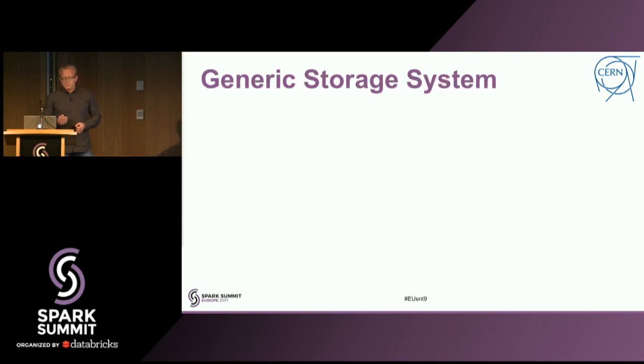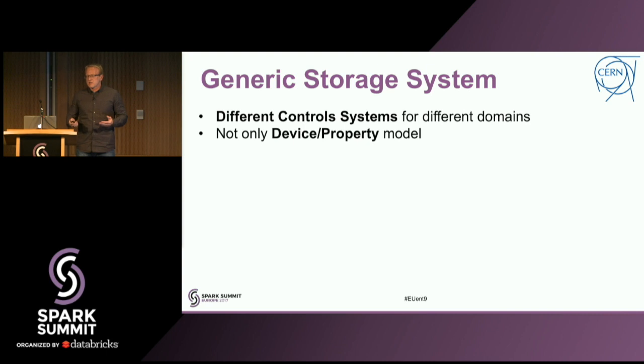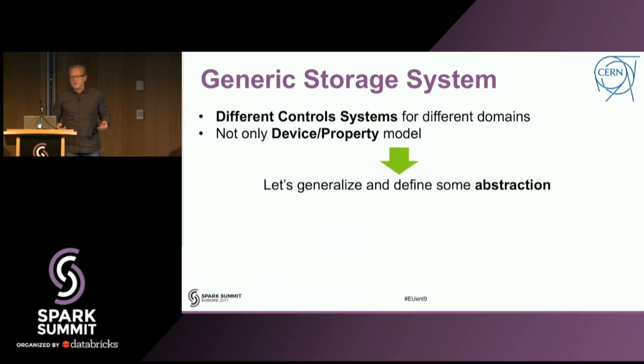So then, why am I speaking about this generic storage system? This was an idea that struck us when we realized that we're not only storing the device property model, because different groups at CERN control their equipment also with different control systems. It's not always the device property model. So we said, okay, let's take a step back and maybe design something that is more generic. Let's provide some abstraction. This abstraction we called entity.